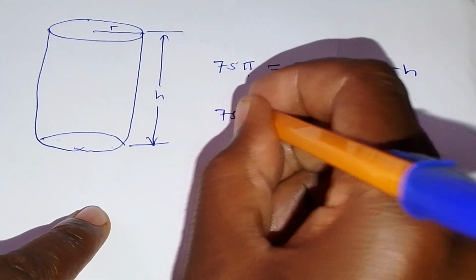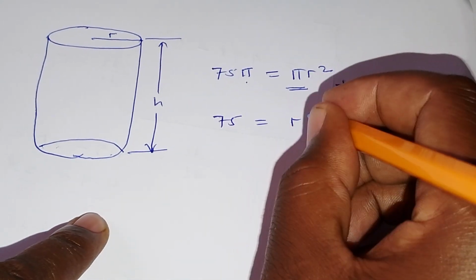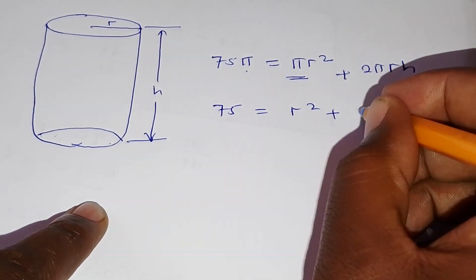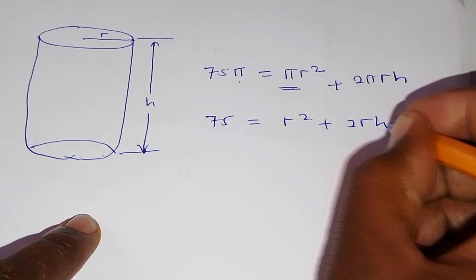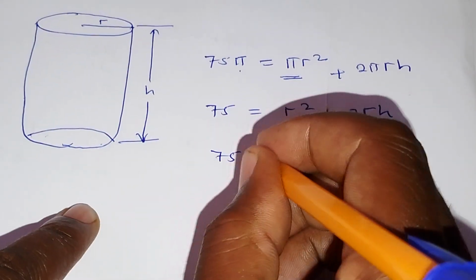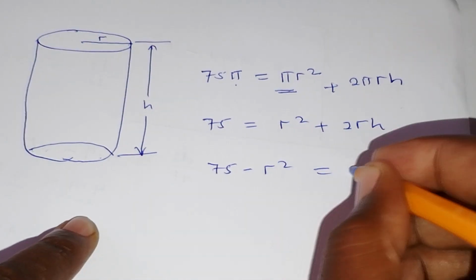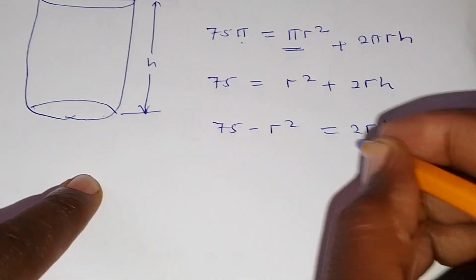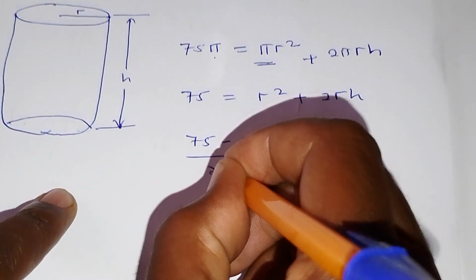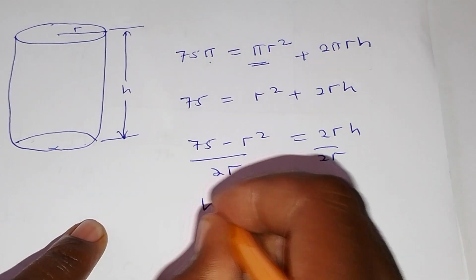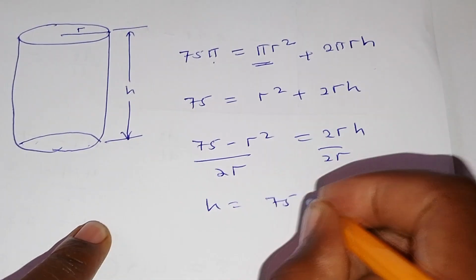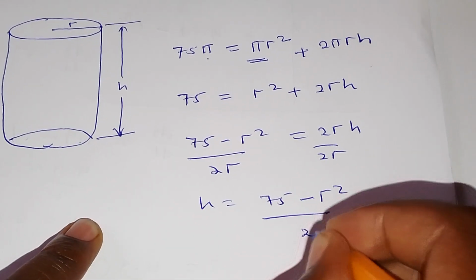So I have 75 left on the left hand side equals r squared plus 2rh, and then taking away r squared from both sides, I'm going to have that. Then I divide by 2r, so h is nothing but 75 minus r squared over 2r.